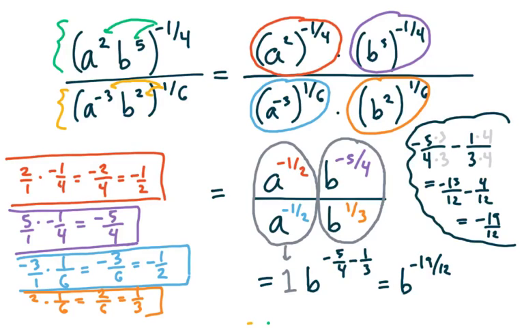Typically with these types of problems, the directions will say to write your answer using positive exponents only. So we are one step away. Because the exponent is negative, we can make the exponent positive by moving it to the denominator. So 1 divided by b to the power of 19 over 12 will be our final answer. So 1 over b to the 19 over 12 power. And that's it. So rules of exponents combined with rational exponents can be a little interesting. Have fun.